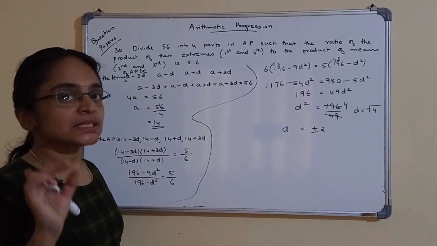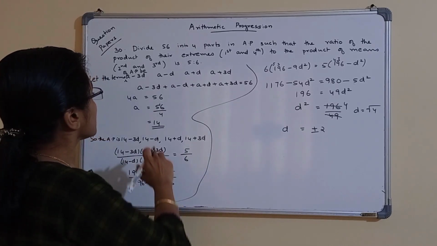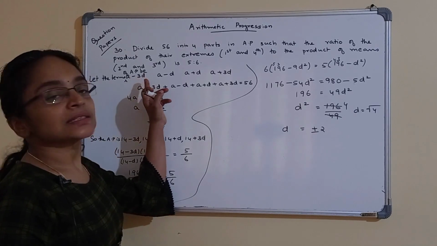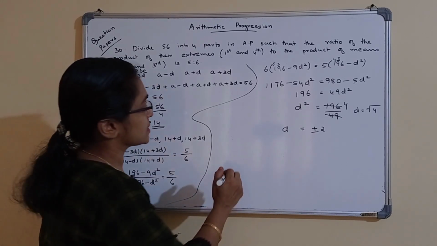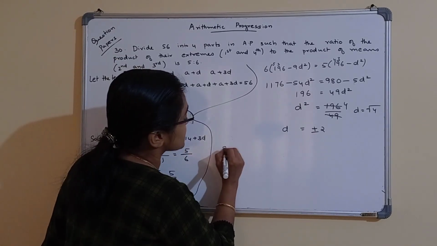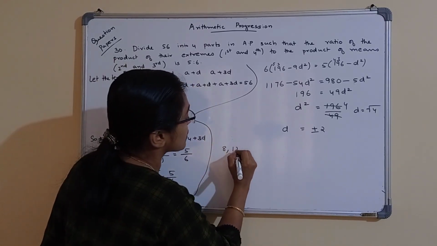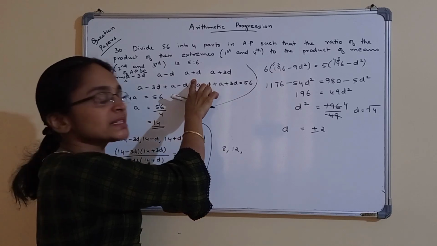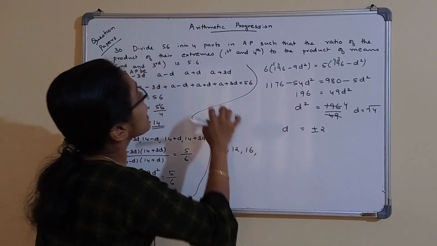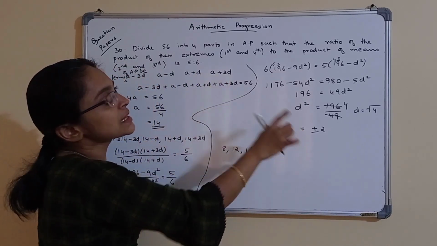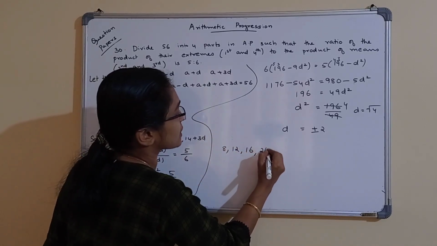So for the AP, we can take d as positive. So 14 minus 3 into 2 is 14 minus 6, which is 8. Then 14 minus 2, 12. Then 14 plus 2, 16. And 14 plus 6, which is 20.